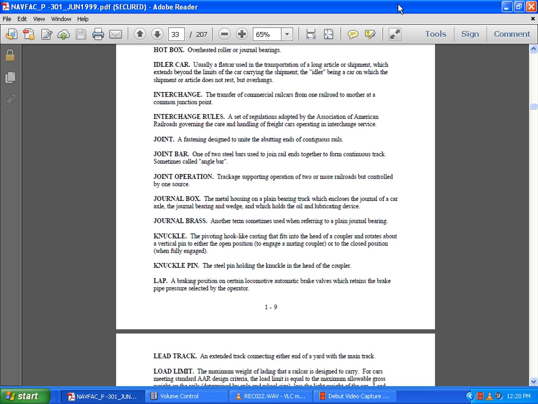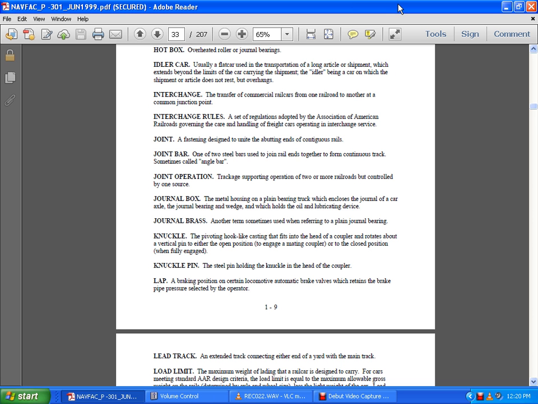Journal bearings, also called journal boxes, is another term sometimes used to refer to plain journal bearings. Knuckle: the pivoting part cast in the head of the coupler that rotates on a vertical pin from the open position, to engage a mating coupler, to the closed position when fully engaged. The knuckle pin is a steel pin that holds the knuckle in the head of the coupler.